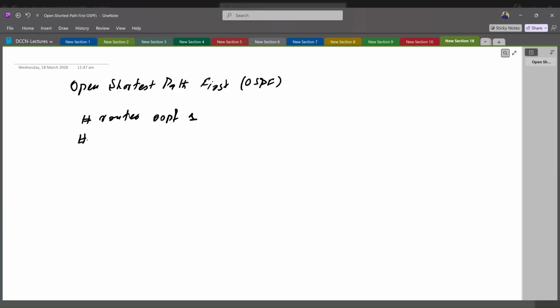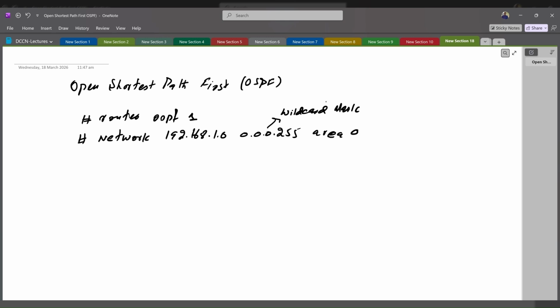After that, we need to provide the network. For example, 192.168.1.0 followed by the wildcard mask. And we said that the wildcard mask is exactly opposite to the subnet mask, followed by the area, say 0. So this is the wildcard mask, and a wildcard mask can be calculated.